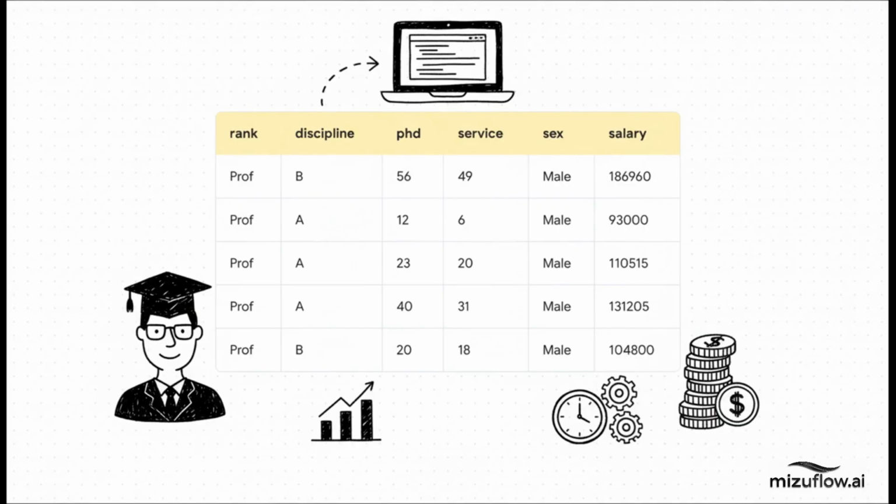Instantly, we can see all our columns laid out. Rank, discipline, how many years they've been at the job, sex, and of course, salary. This quick peek is perfect. It confirms everything loaded correctly and gives us a really good feel for the data structure.